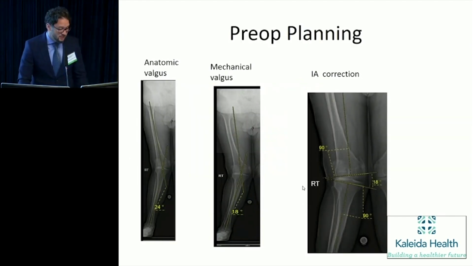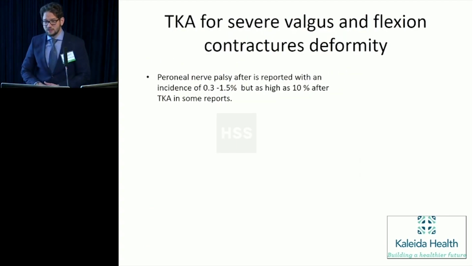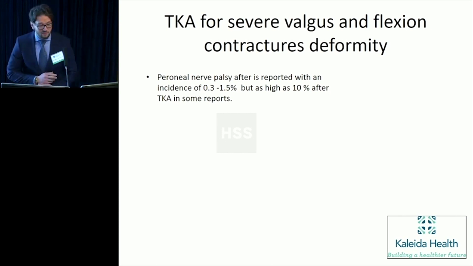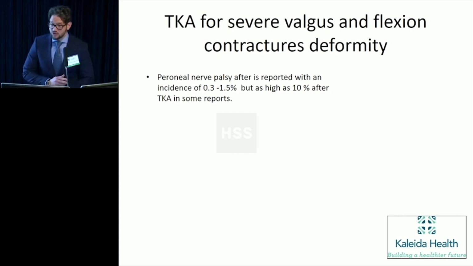Let's go back to our patient. Anatomic valgus angle 24, mechanical valgus is 18, and if you see the intraarticular correction here, it's actually going to match. So I know that this patient, I could give him an intraarticular correction, one-stage surgery, without the need to correct any other deformity through the knee replacement. Now, what is the problem with that? This patient has 24 degrees of anatomical valgus, has 10 degrees of flexion contracture, and uncorrectable valgus on examination. So you would think about the peroneal nerve palsy.